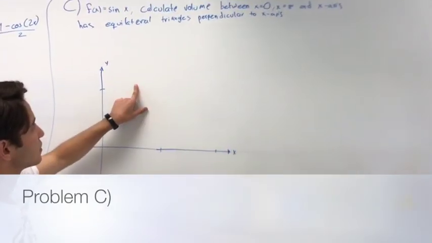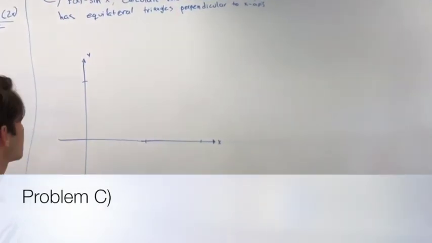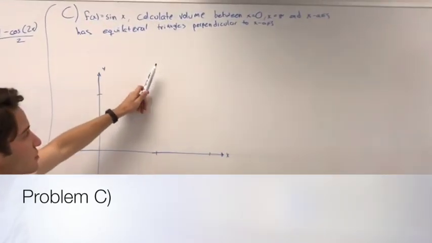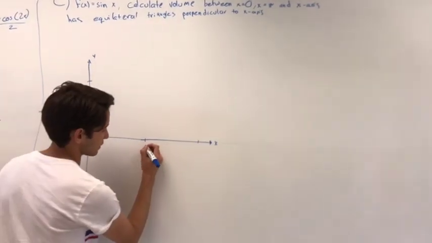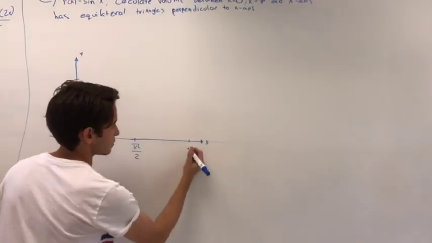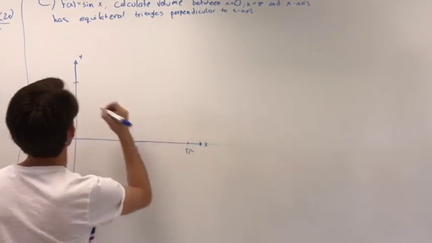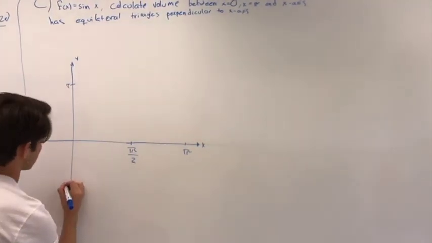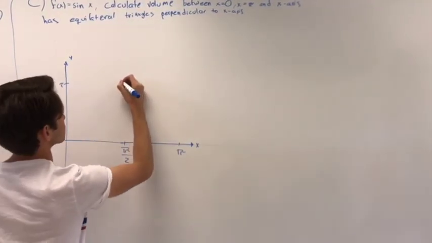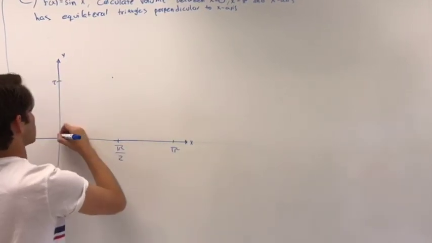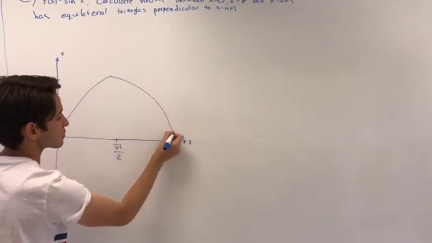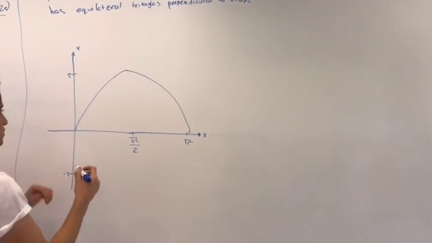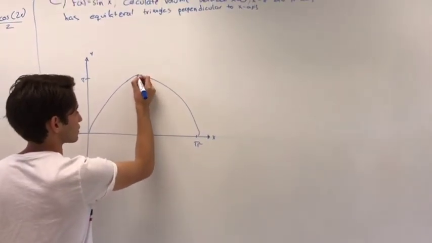And exercise C is asking almost for the same thing, but with equilateral triangles. So it changes a little bit. First of all, we do again our graph. Pi over 2 and pi, 1 and minus 1, so it's in here and here. Okay. So we can do our rectangle again.